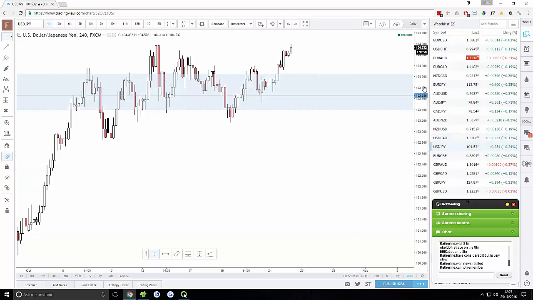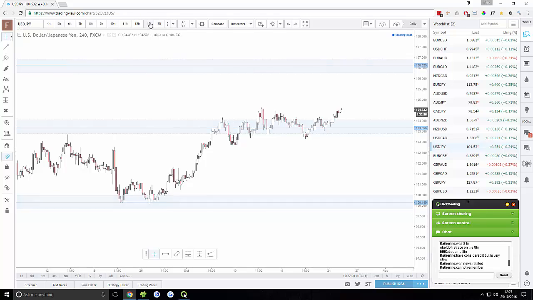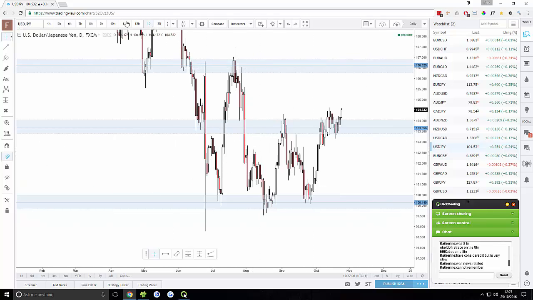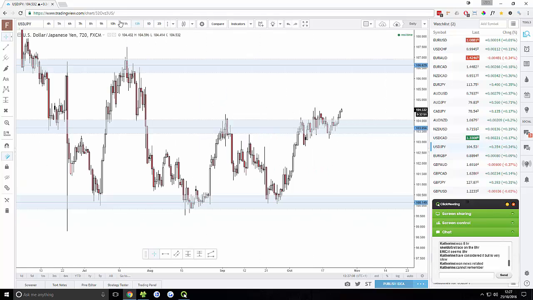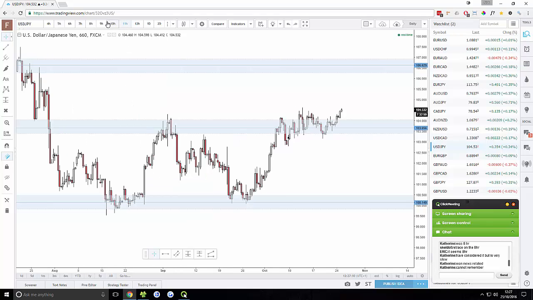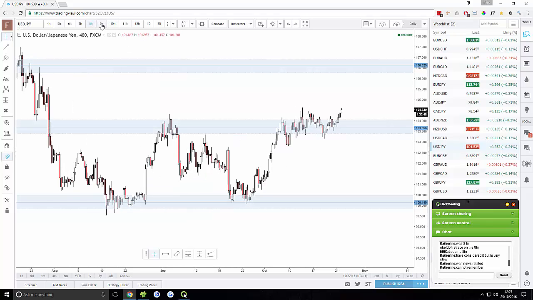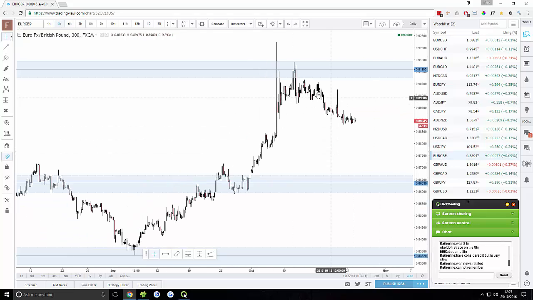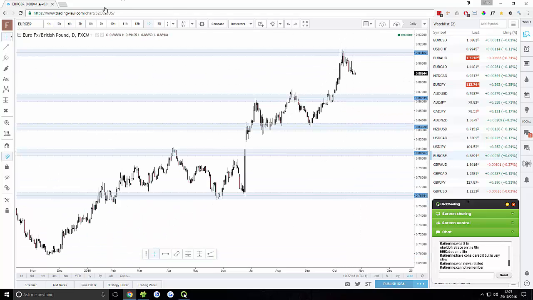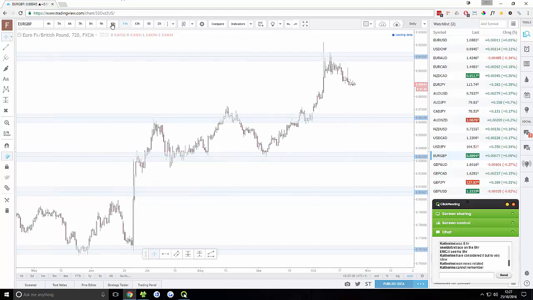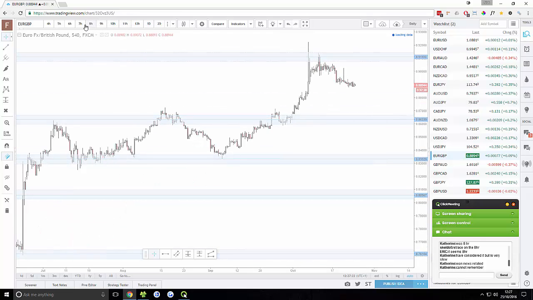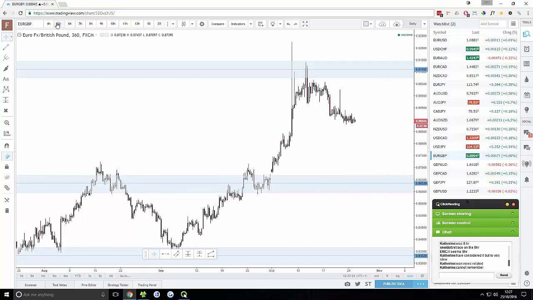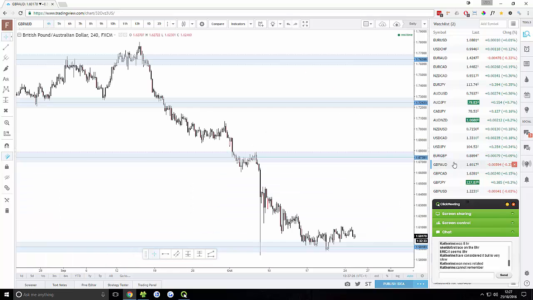USD JPY, let's see what's going on there. Just a continuation, but way too late to enter. If you wanted to enter, you would have had to enter a while back with this one. Right, nothing going on there. Euro GBP stuck between two support resistance areas, so not much going on there either. And I don't really want to trade GBP pairs right now.